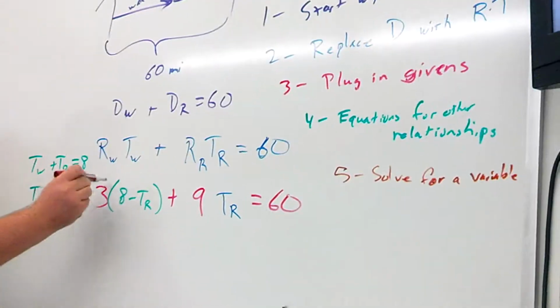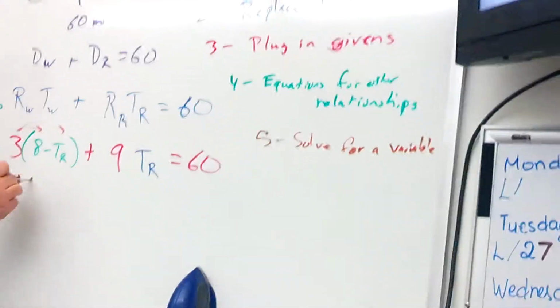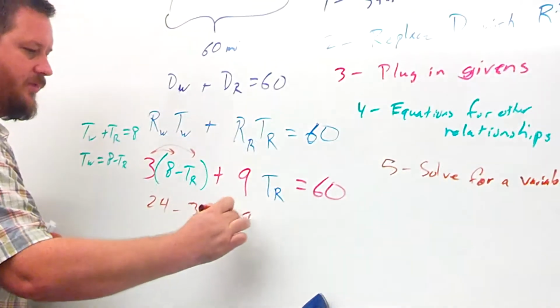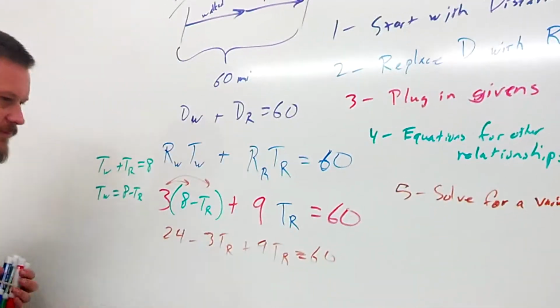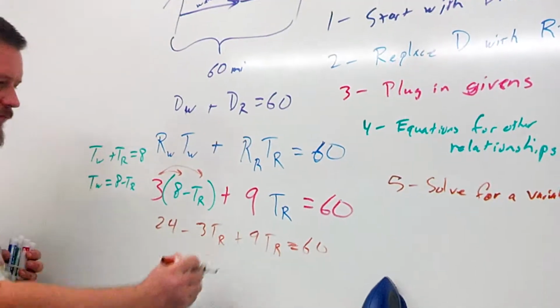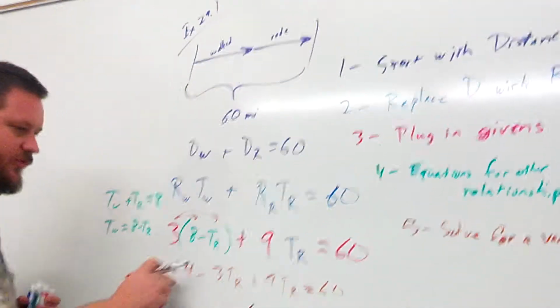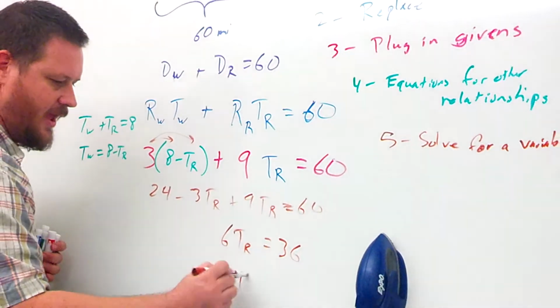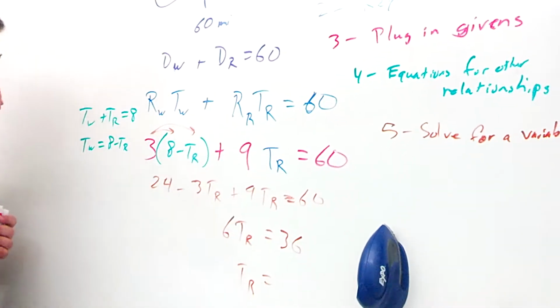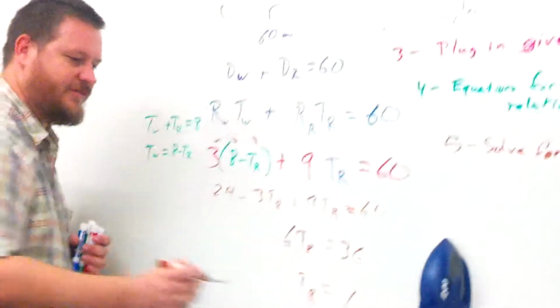So solve for a variable. I gotta distribute this because there are parentheses. 24 minus 3 TR, because we're distributing, plus 9 TR equals 60. Now we do 6 TR, and subtract 24 from both sides, we've got 36. TR equals 6. Yay!